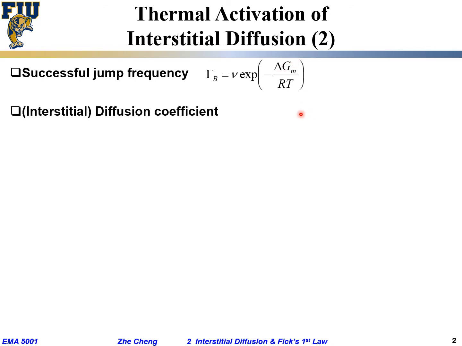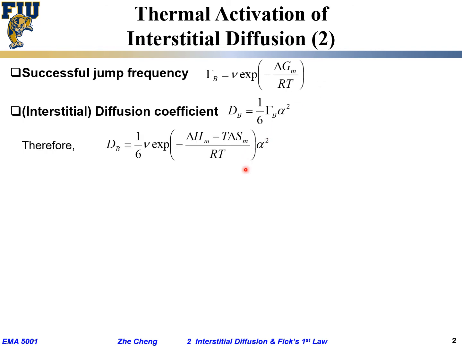Okay, and then our diffusion coefficient, if we are going to rewrite it, remember our diffusion coefficient is 1/6 gamma alpha square, except now our gamma will be replaced by mu times this exponential term, 1/6 mu exponential term. Now we replace this delta Gm by, remember, delta G equals delta H minus T delta S, right? This is what we got. And alpha square, don't forget that alpha square.